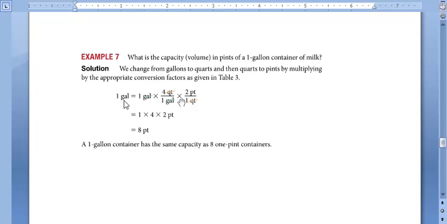So you start with 1 gallon, and 4 quarts equals 1 gallon. But I know that 1 quart equals 2 pints. So what happens here is I go 1 times 4 times 2 pints, because the quarts cancels with the quarts and the gallons cancels with the gallons, and that leaves me with 8 pints. So 1 gallon has the same capacity as 8 1-pint containers.